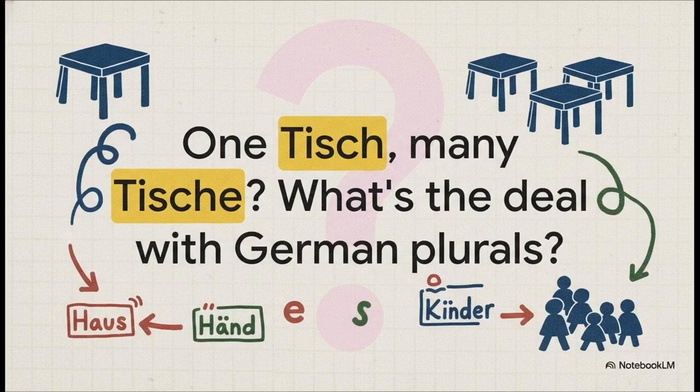I mean, look at this. Does this feel familiar? One word adds an E, another adds an S. It's one of those things that can give you a real headache when you're learning German, right? But I promise you, there's actually a system hiding in there. Let's dive in and find it.